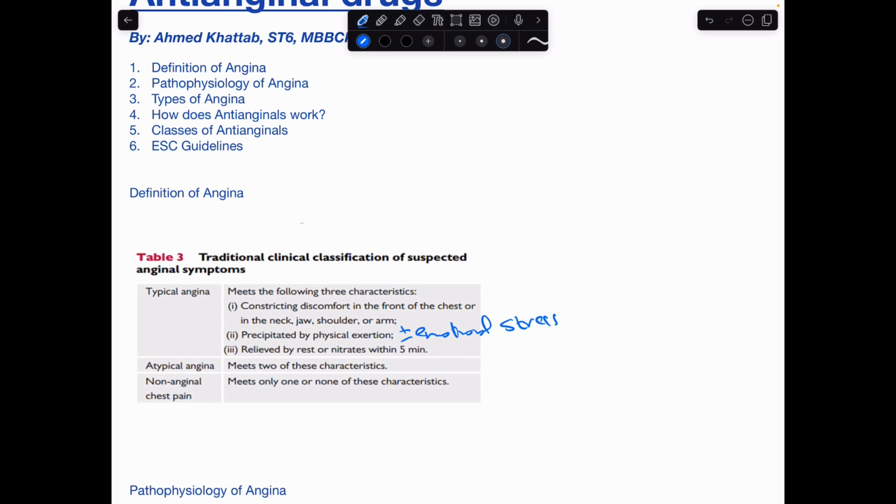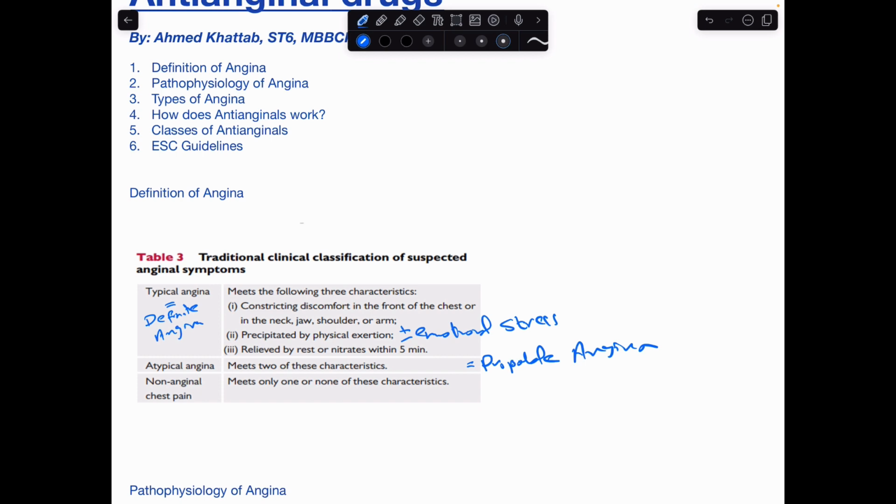Number 3, it's relieved by rest or nitrates within 5 minutes. So if he's got all these 3 criteria, this equals definite angina. If a patient, however, tells you that they have only 2 of these criteria, let's say it's not relieved by rest or nitrates, or it's not really precipitated by physical exertion, but it has the same nature of the pain or discomfort, then this is atypical angina, which is probable angina. If they don't have any of these criteria, or only one, that means straight away it is non-anginal chest pain.